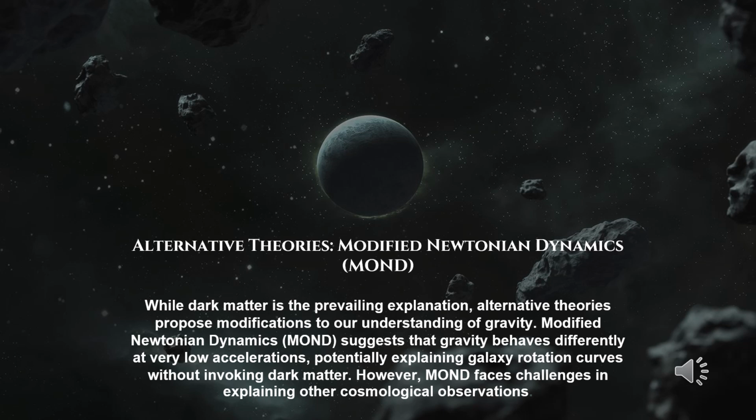While dark matter is the leading explanation, there are alternative theories. One such theory is modified Newtonian dynamics, or MOND. MOND suggests that gravity behaves differently at very low accelerations. This could explain galaxy rotation curves without the need for dark matter. However, MOND struggles to explain other large scale cosmological observations, and it has not gained widespread acceptance within the scientific community.